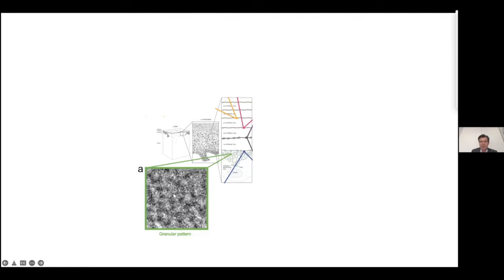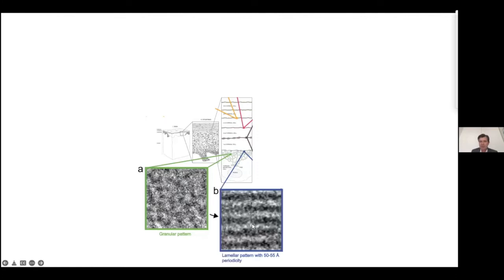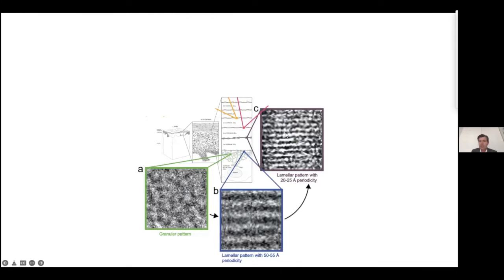This pattern is replaced gradually by a lamellar pattern, the blue one, the 50 to 55 angstrom periodicity pattern that is lamellar, and it looks like this. And when we come up to the first stratum corneum extracellular space between first and second cell, it is replaced by the fine lamellar pattern, which looks like this. You see the periodicity is much smaller here. It's only 20 to 25 angstrom.